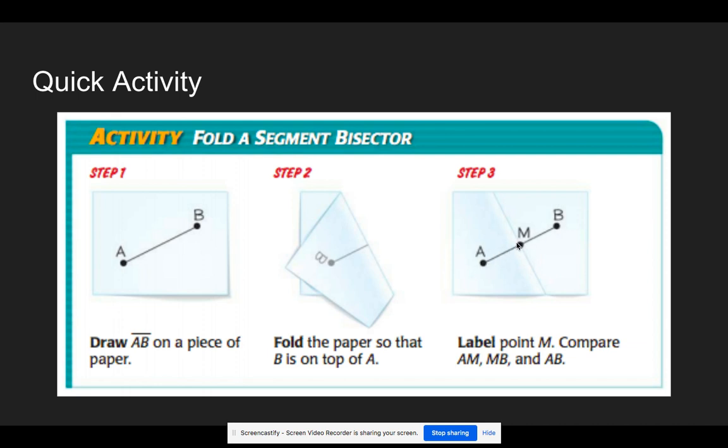Let's call it M. So what you've done here is you've demonstrated the concept of a midpoint on a line segment, meaning that AM is now exactly the same length, or congruent, to MB. You should be able to fold AB again and show that line segment AM is exactly on top of and the same length as line segment MB.